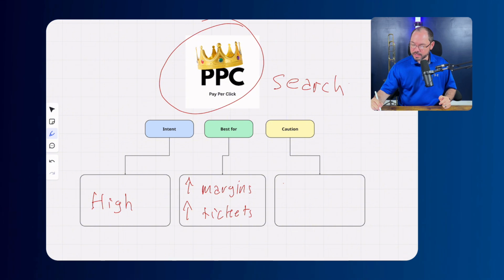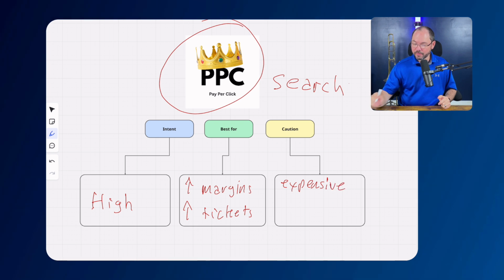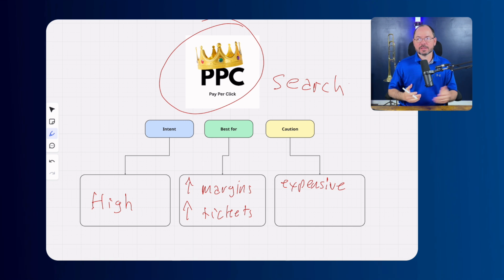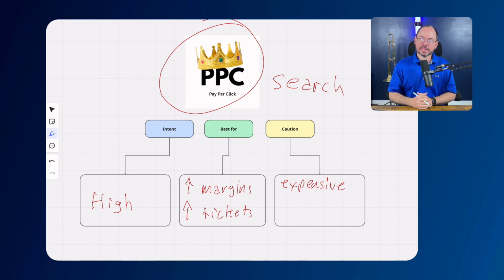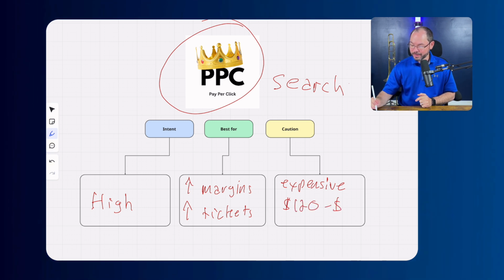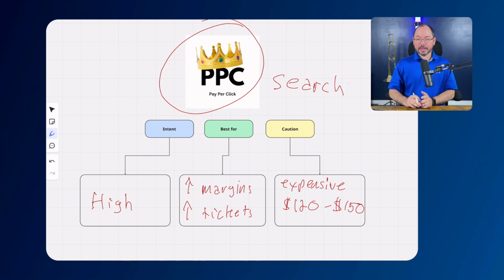The biggest thing to caution is, 1, it's super expensive. It's the most expensive of all the ads that you typically run. In the contracting space, your lead is typically probably $120 to $150 a lead, and that can get pricey. There we go. $120 to $150 a lead, and that's expensive.